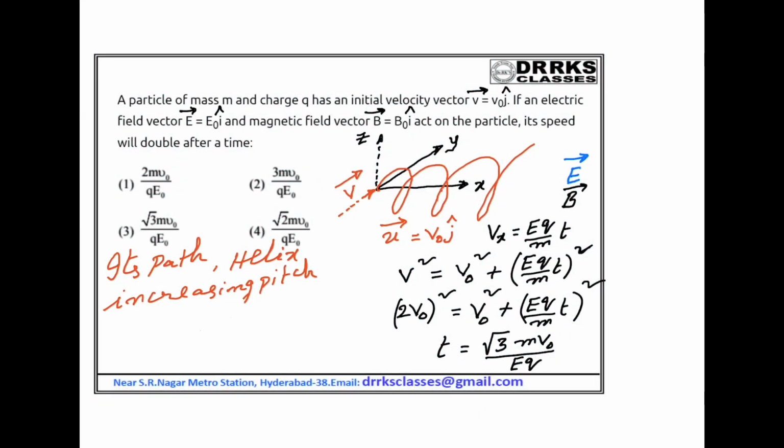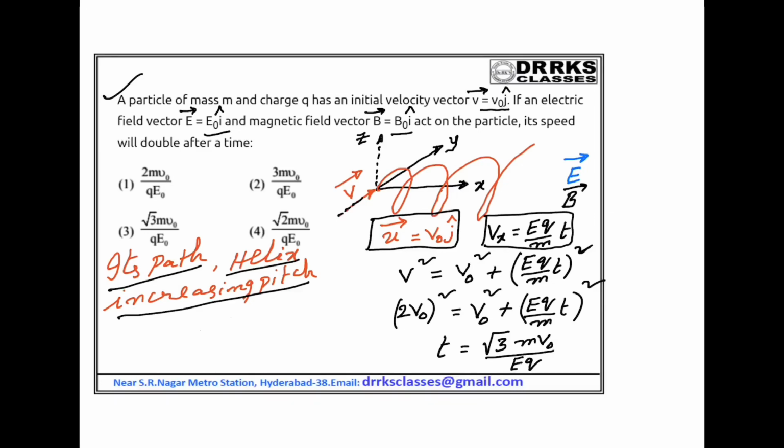Finally, let us solve the given problem. A particle enters an electric and magnetic field, where the electric field and magnetic field are in the same direction, but the velocity vector is perpendicular to the magnetic field. So the path is a helix with increasing pitch. We already studied this. The initial velocity is along the y direction. The magnetic field doesn't change the magnitude of velocity, because the magnetic force always acts perpendicular to velocity. So there is a change in the velocity along the x direction.